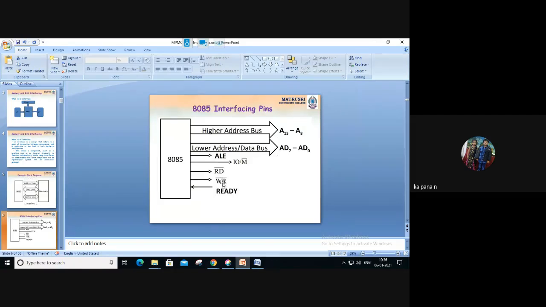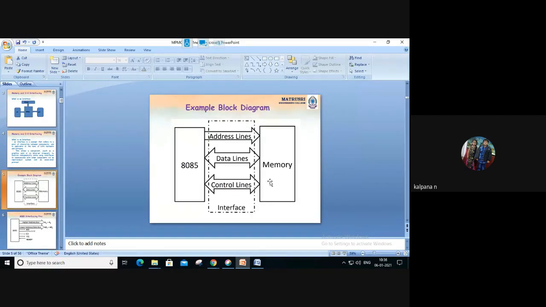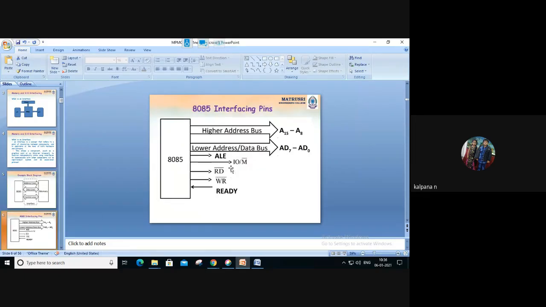See, read and write. And next, which device we need to interface? Memory. So we need to connect the IO/M bar control line also. This IO/M bar is used to select which device is to be interfaced. If memory is to be interfaced, this IO/M bar line should be 0. If input output devices we need to interface, IO/M bar should be 1.